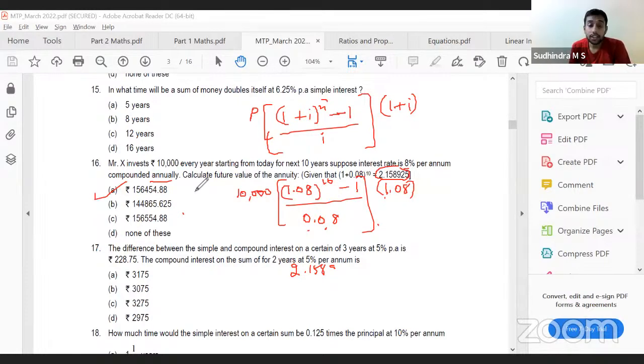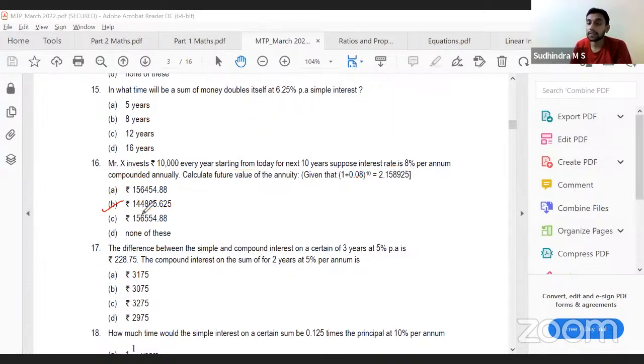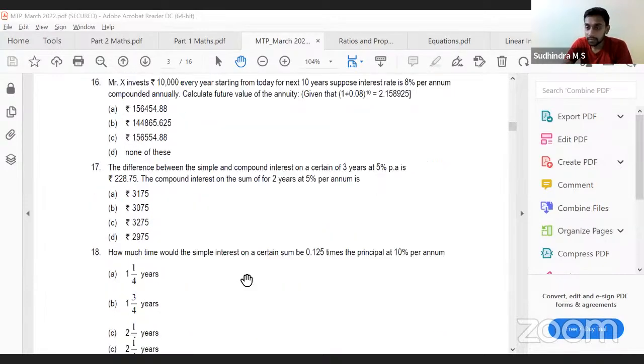If we had missed this and ticked B, if you do not multiply with 1.08, you still will get 144,865 if you go with annuity regular. So we think we have done it correctly, but technically we have lost 0.25 marks there. So we have to be very careful. These are the silly mistakes that we make in the exams. We know the concept, but we do not apply it correctly.